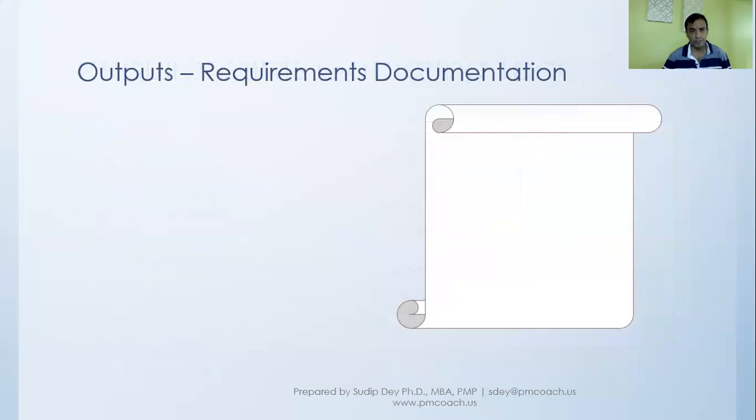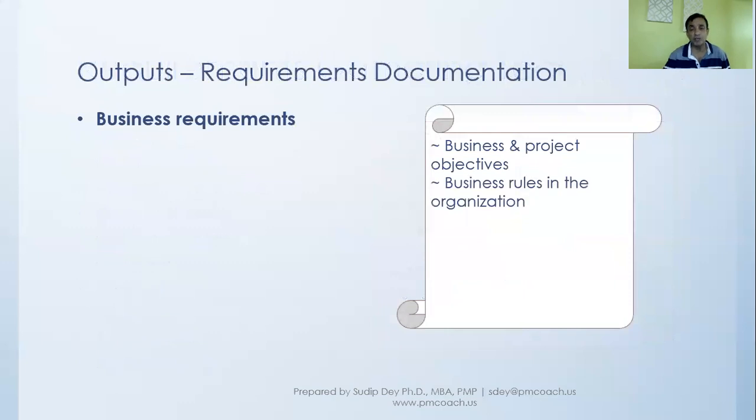Now, the output that comes from the collect requirements documentation is, first, the business requirements that we talked about, which will have business and project objectives, the business rules in the organization, which is important, as we talked about, and some guiding principles of the organization.